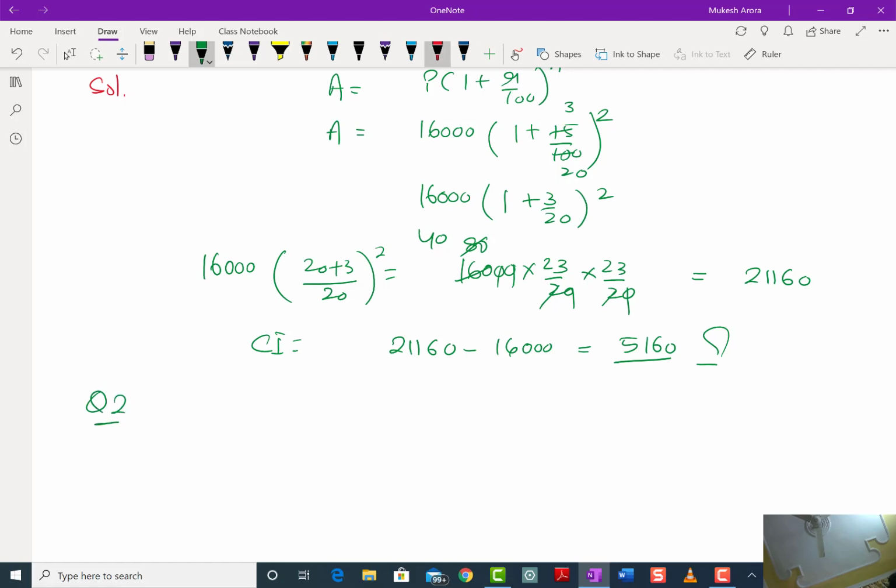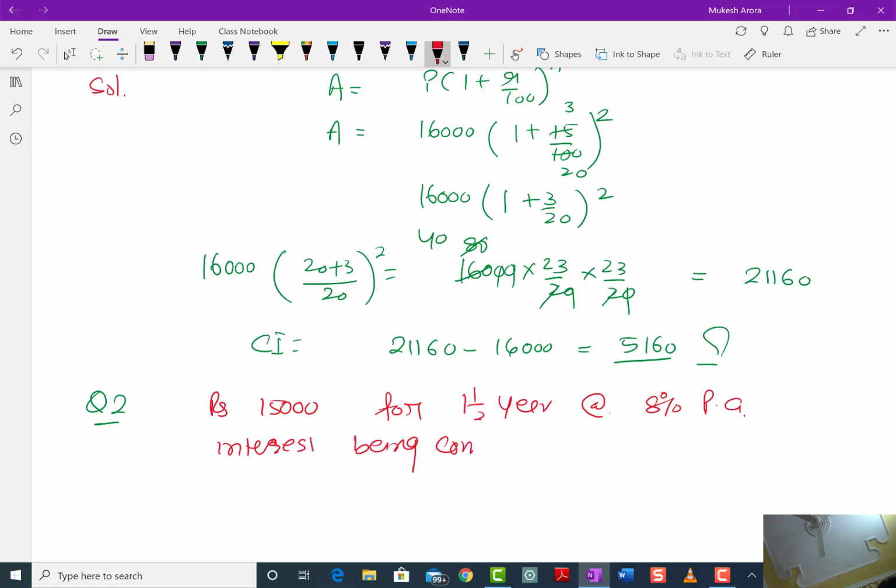Question number 2 is: calculate the interest earned on the amount if the principal is 15,000 for 1.5 years at the rate of 8% per annum, interest being compounded half yearly.